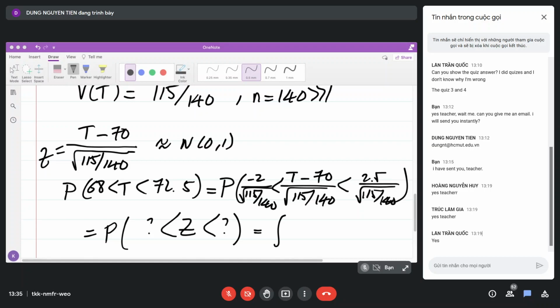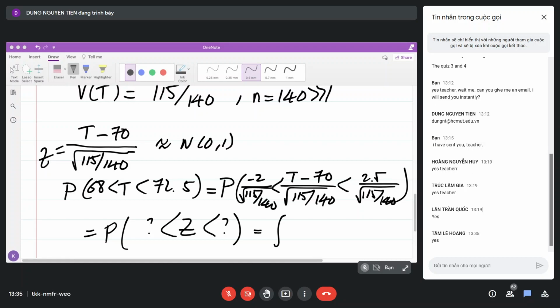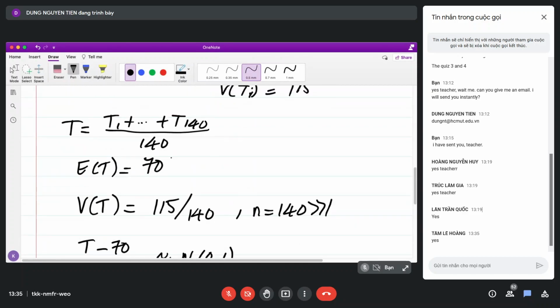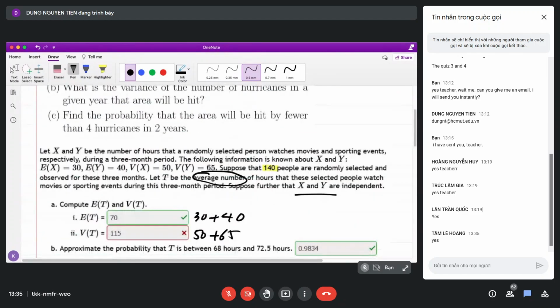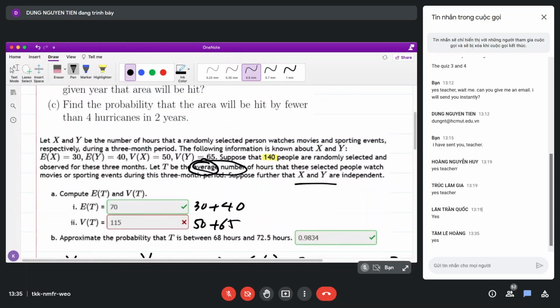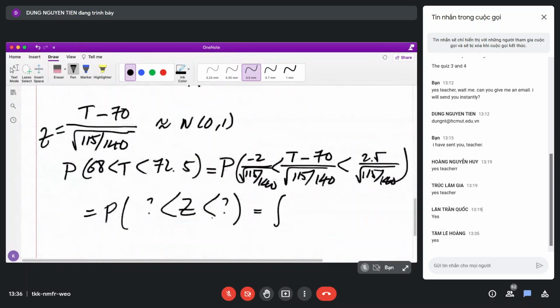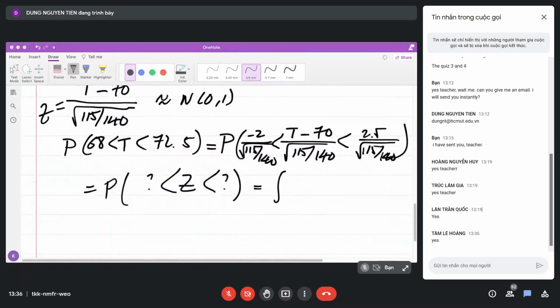Is that all clear? Is this okay, everybody? Good. So you have to be careful with the calculations, all right? And be careful: this is the average value. Sometimes it is a sum, and then it is something different. You have to be careful with that.